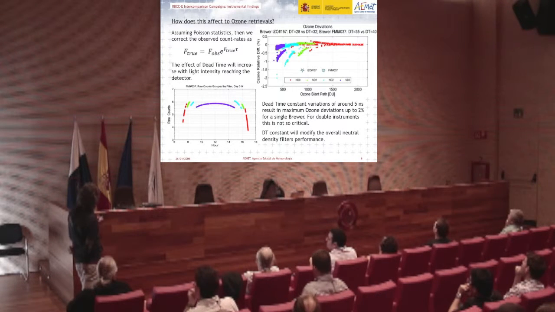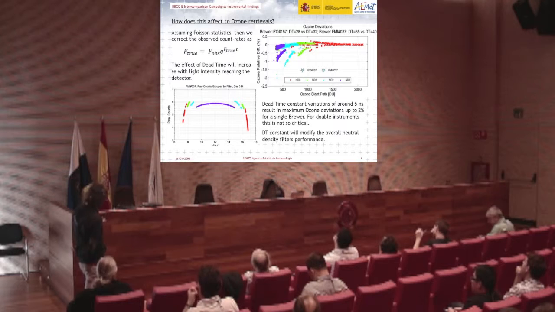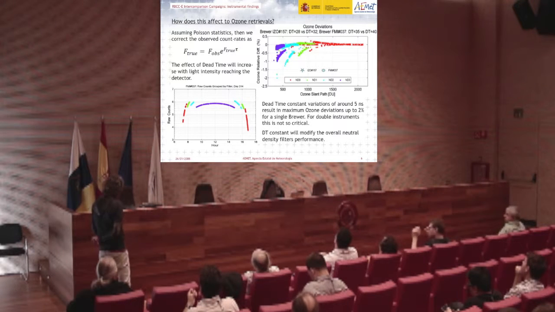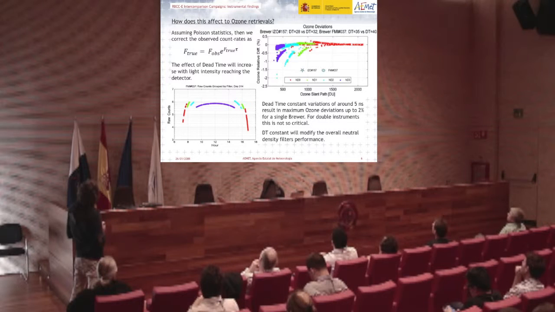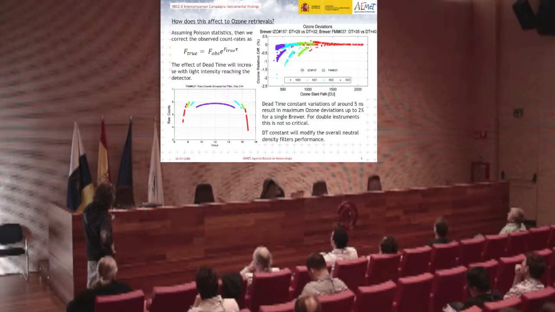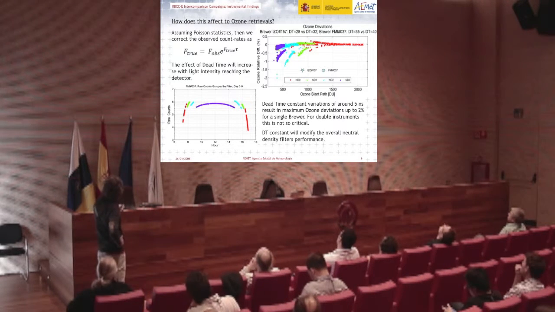And it's important also to notice that the biggest differences are when the instrument changes the neutral density filter. We see, for example, in this plot that we are using the neutral density filter 0, and then we change to the neutral density filter 1 and 2 and 3.